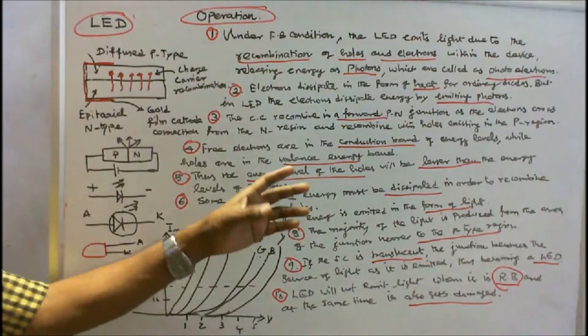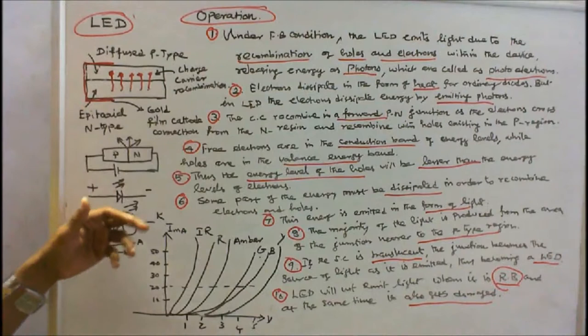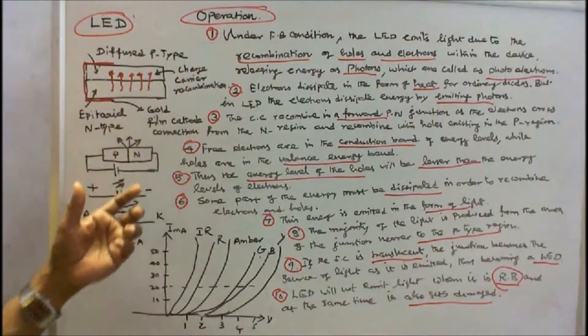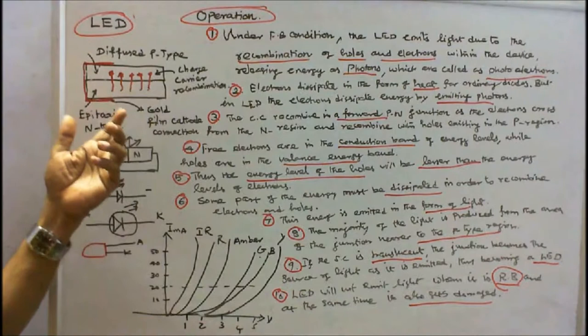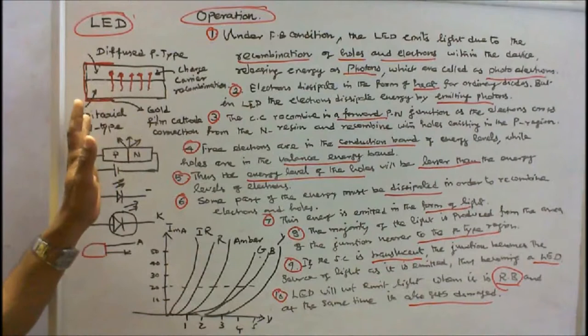The majority of the light is produced from the area of the junction nearer to the p-type region. If the semiconductor is translucent, the junction becomes the source of light as it is emitted, thus becoming a light emitting diode. An LED will not emit light when it is reverse biased, and at the same time it also gets damaged. This is the operation of the light emitting diode.